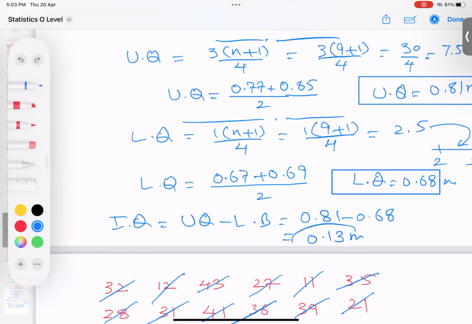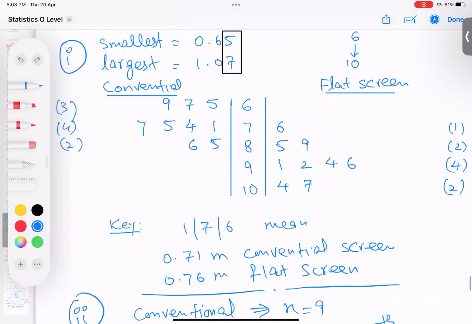Maybe one IQ is 0.13, maybe the second IQ is 0.45. Less IQ means more consistency, and bigger IQ means less consistency. Screen production, I talk about the company that makes that screen. Look at it, this data is very compact. Compact means close together, okay? And this data is spread out.